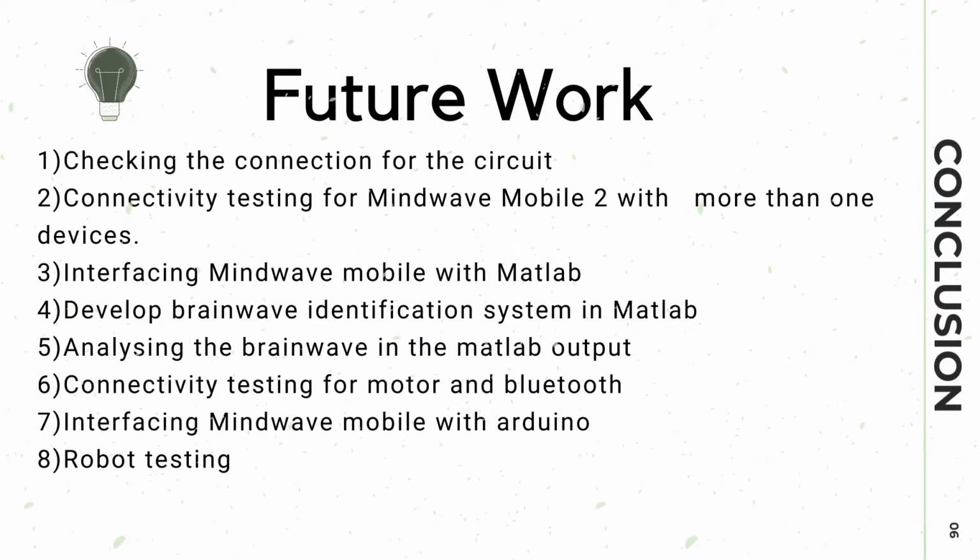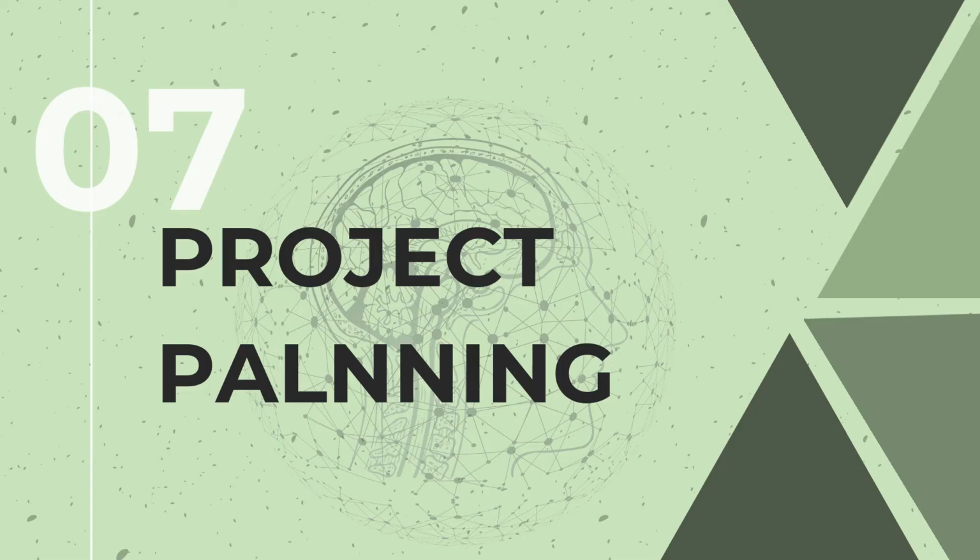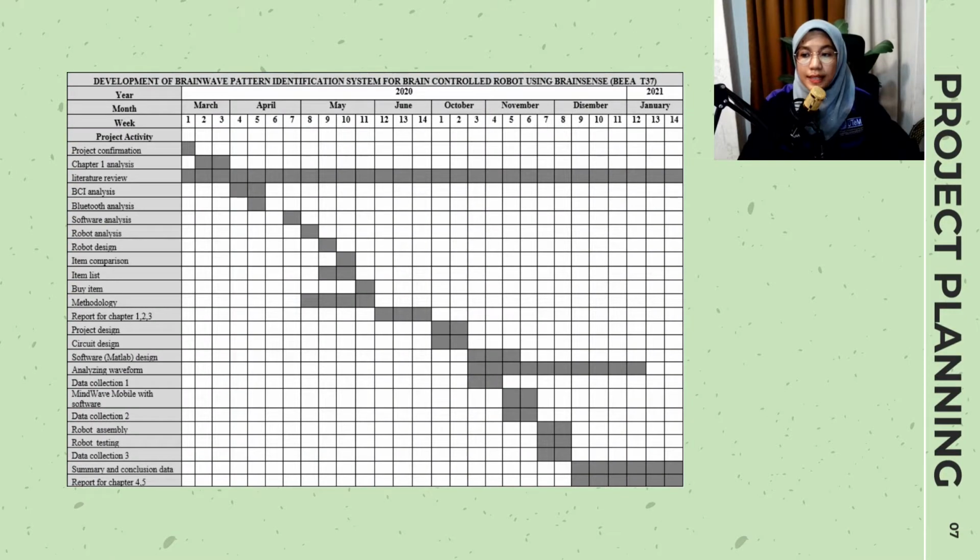In future works, it will be continued, firstly with checking the connection for the circuit. Second, connectivity testing for Mindwave Mobile 2 with more than one device. Third, interfacing Mindwave Mobile with MATLAB. Fourth, develop brainwave identification system in MATLAB. Fifth, analyzing the brainwave in the MATLAB output. Sixth, connectivity testing for motor and Bluetooth. Seventh, interfacing Mindwave Mobile with Arduino. Eighth, robot testing. This is my project planning for BDP1 and BDP2.